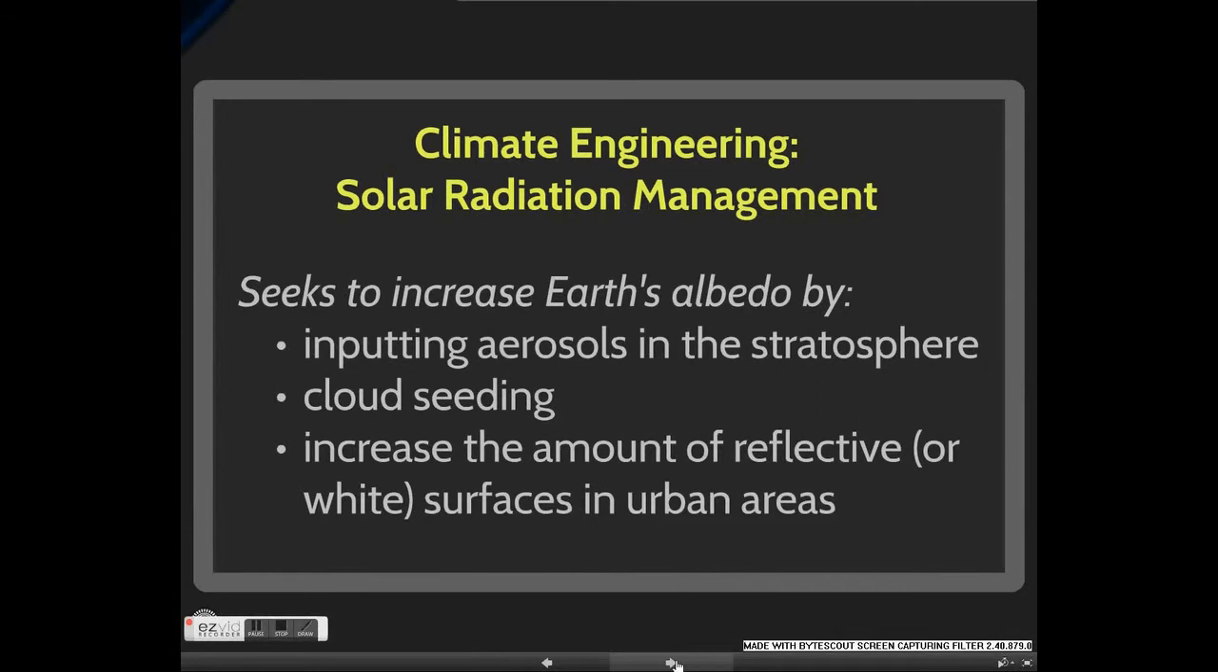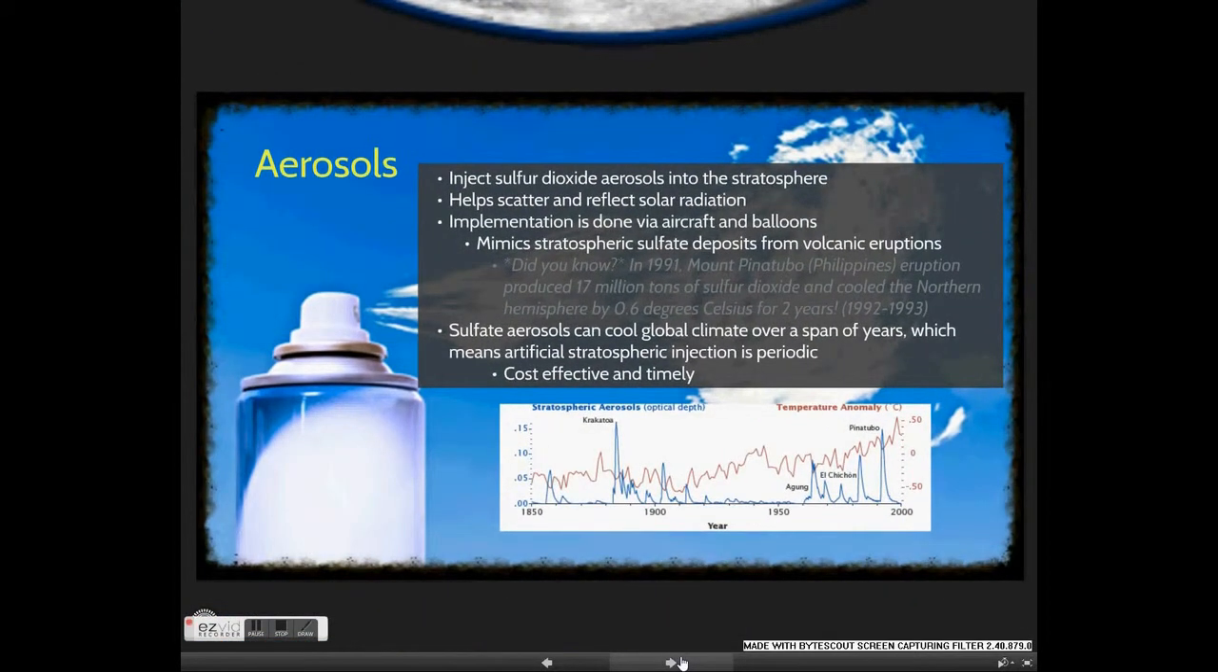However, we can't have a snow-covered planet. So how do we increase albedo to mitigate climate change? Well, our current solution is climate engineering. Climate engineering does seek to increase Earth's albedo by inputting aerosols in the stratosphere, cloud seeding, and by increasing the amount of reflective, or white, surfaces in urban areas.